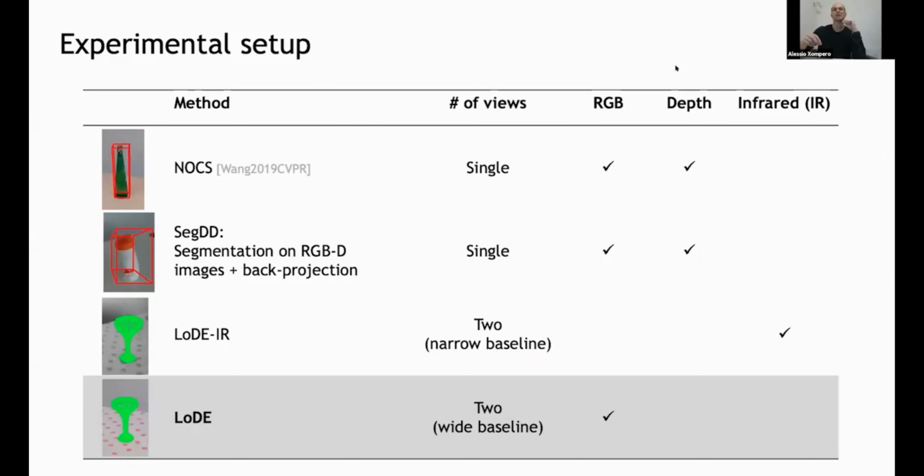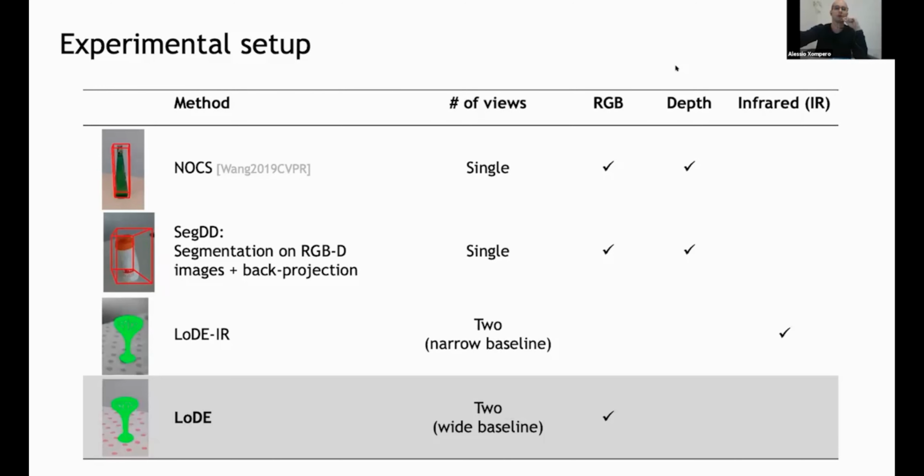So in our experiment, we compare our approach LODE with one state-of-the-art method, NOx, which is based on deep learning. NOx relies on a single view, but exploits depth data, something that our approach, in its assumption, wants to avoid. So we want just to work with RGB images. We also compare with a baseline that we call SegDD, where we use the segmentation approach of LODE on both RGB and depth data, and we back-project the mask using the depth information on a single view.